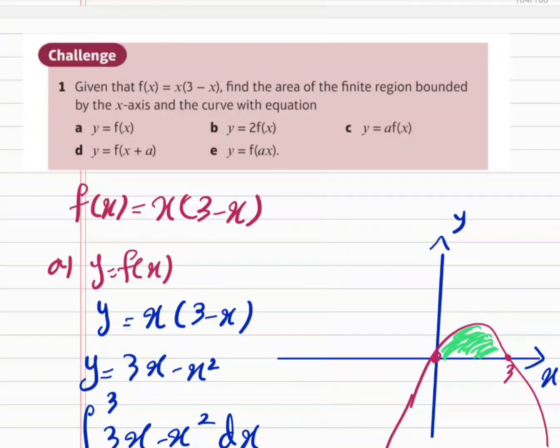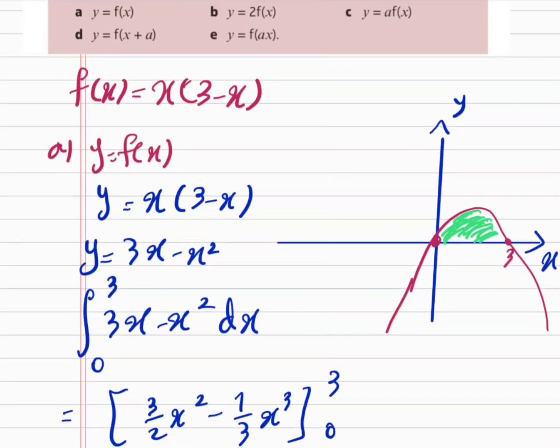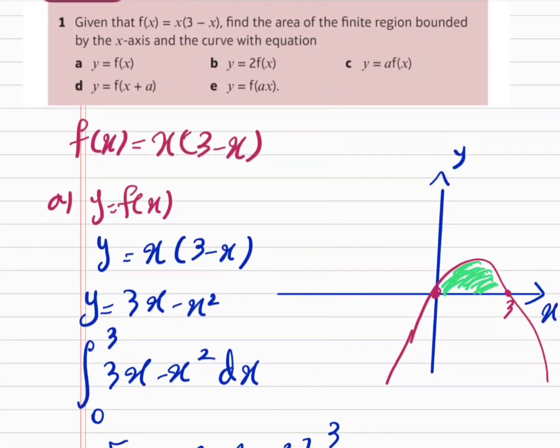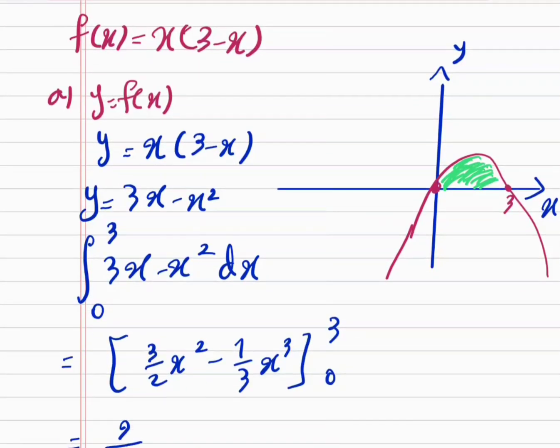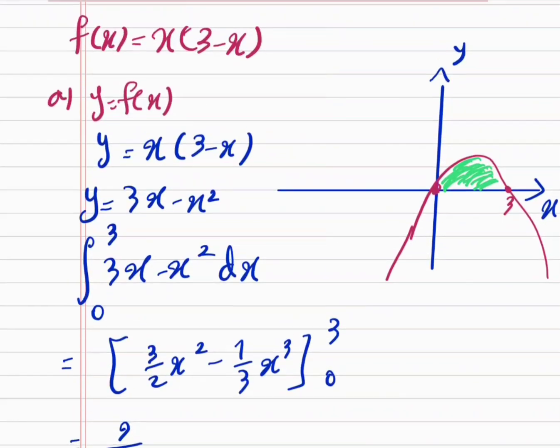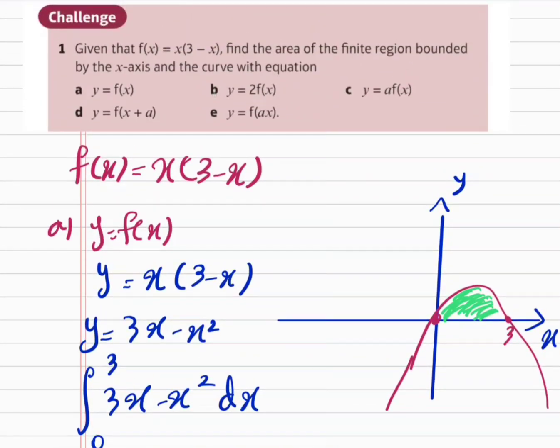Hi everyone, this video is Exercise 13 of the challenge question. So this is part D of the first question. We have the function f of x, which is x times (3 minus x), and we found the area of the finite region in part A. The area of the finite region bounded by the curve and the x-axis for the function f of x was 9 over 2, and we also solved parts B and C.